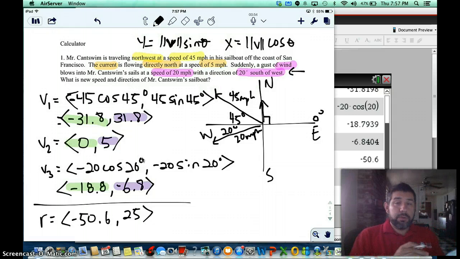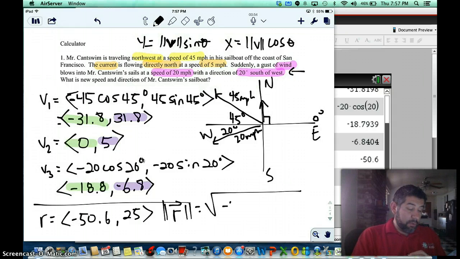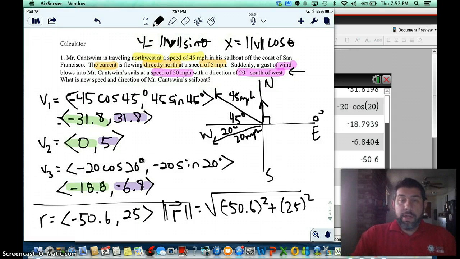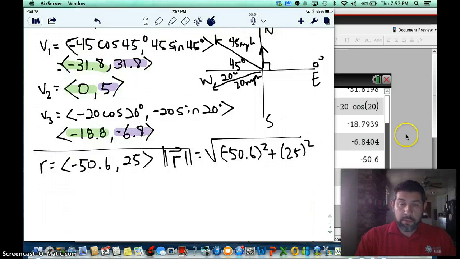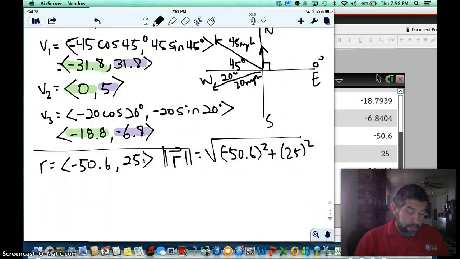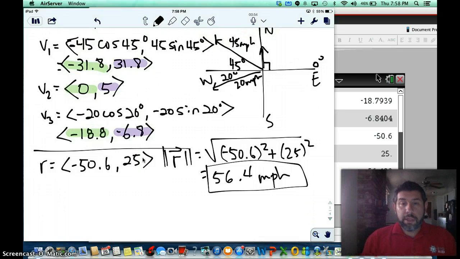Now what we're going to do with our resultant is find the magnitude of that, and this is going to be our new speed. It's the square root of x squared plus y squared. All right, so let's do that on our calculator again. When we do that, we're going to get 56.4 miles per hour. Okay, so this is your new speed.